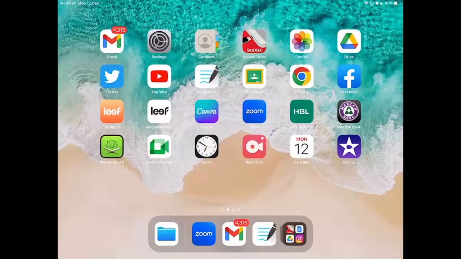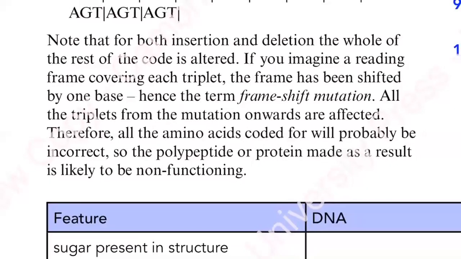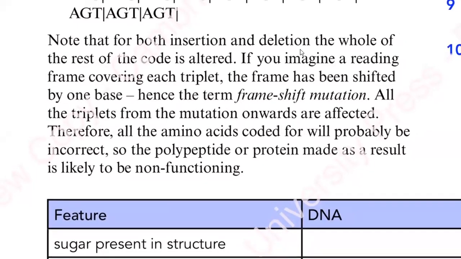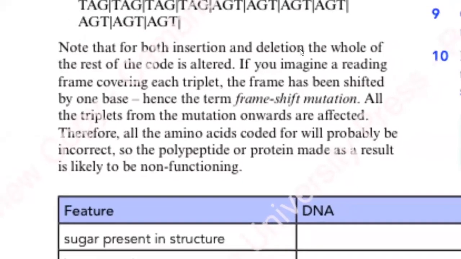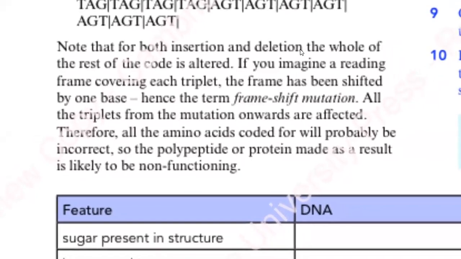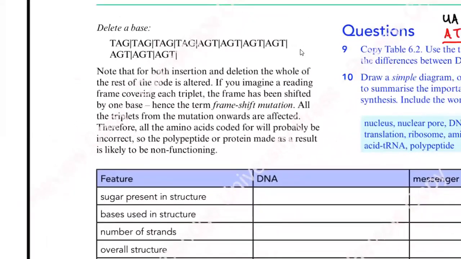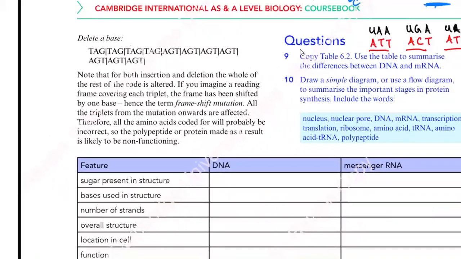So I suddenly stopped. Okay, so this is the frame shift mutation, such kind of a mutation in which there is an insertion or a deletion of the base. It's known as a frame shift mutation, right? All the triplets from the mutation onwards are affected, and all amino acids coded for will probably be incorrect. So the polypeptide or protein made as a result will be non-functional.